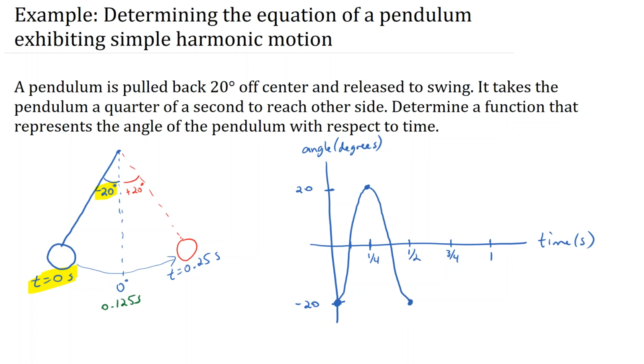Okay, so that right there is one complete cycle. One cycle equals half of a second, right? And we could of course draw more cycles if we wanted to, something like this. Okay? And so now what we want is a function that has this graph.